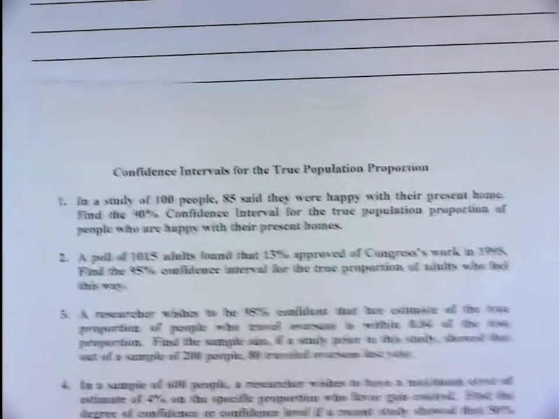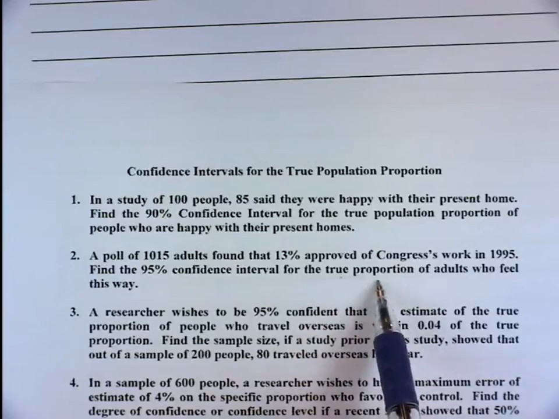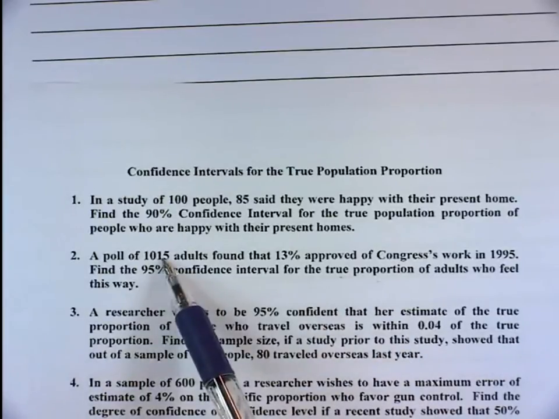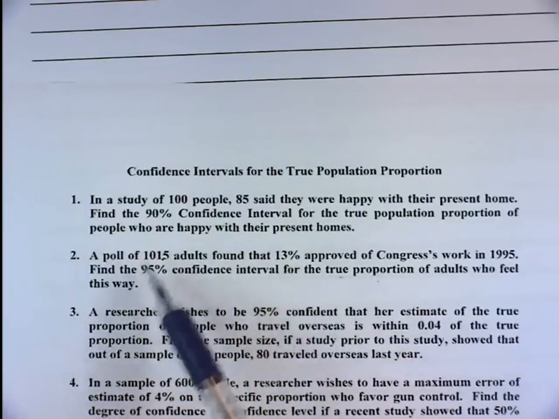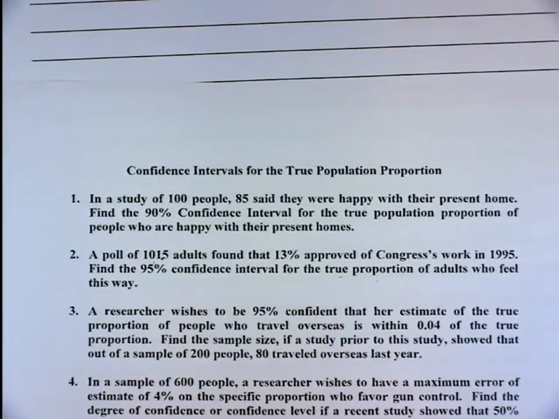I would like to show you problem number 2. A poll of 1,015 adults found that 13% approved of Congress's work in 1995. Find the 95% confidence interval for the true proportion of adults who feel this way. A poll of 1,015, that's your sample size, found that 13% of the 1,015 approved of Congress's work in 1995.